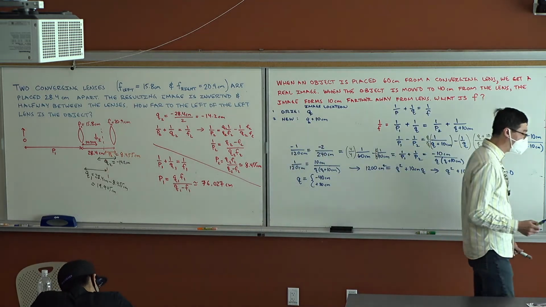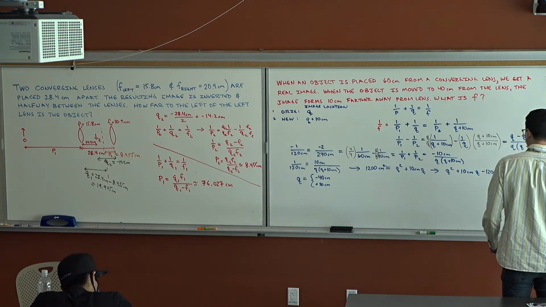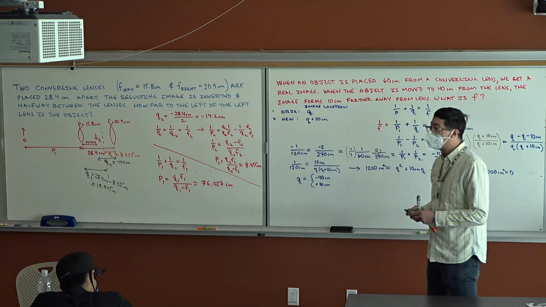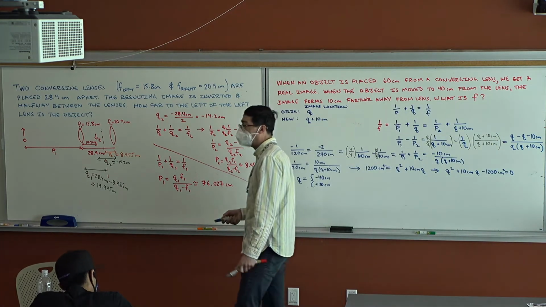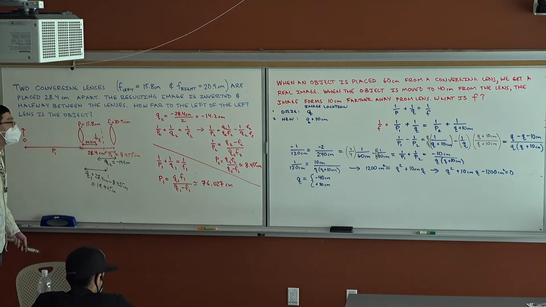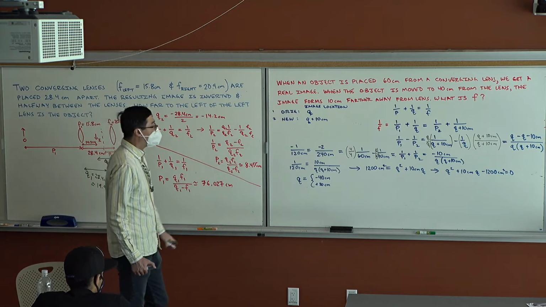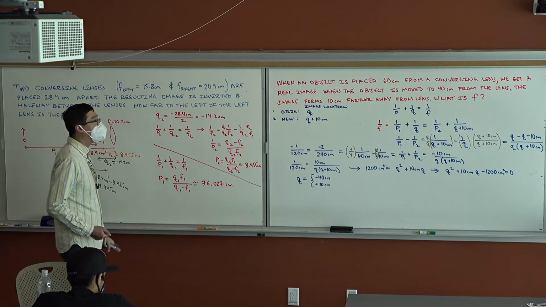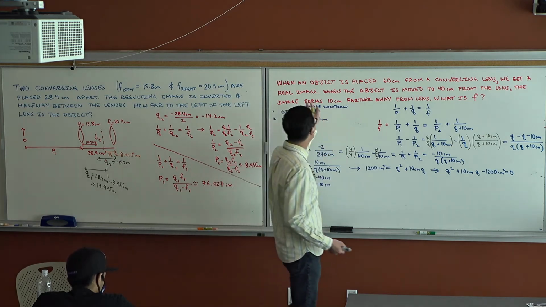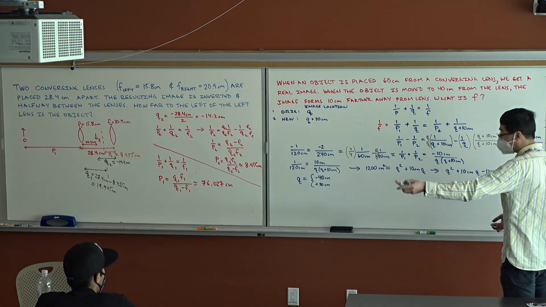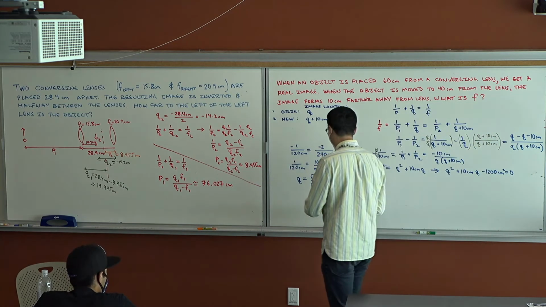But I gave you a piece of information here that will help you discriminate between those two answers. One of them's positive, one of them's negative. Which of those is going to correspond to our real image? The positive 30. It's got to be the positive 30.